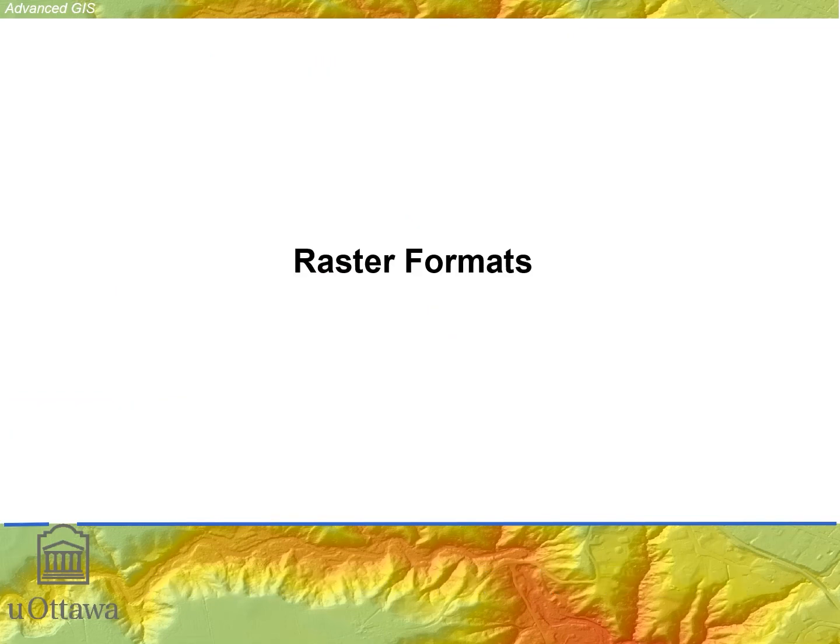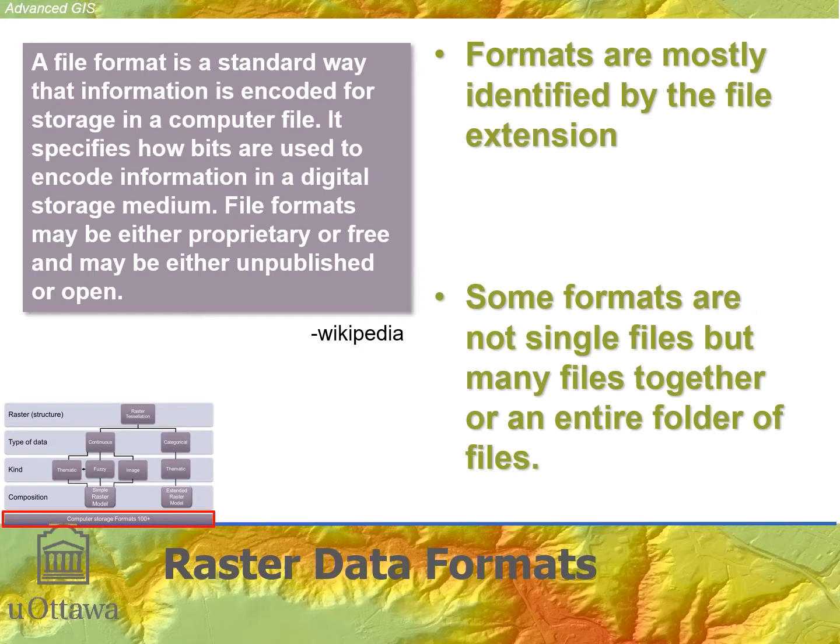We have raster formats. So a file format, of which there are hundreds for raster data, is a standard way of encoding and storing the raster data in a computer file. And it specifies how the bits of information, zeros and ones, are structured on the disk or in the memory of the computer.